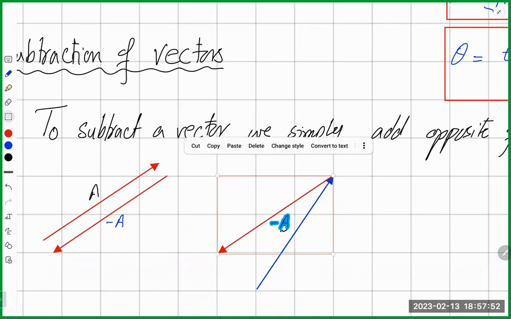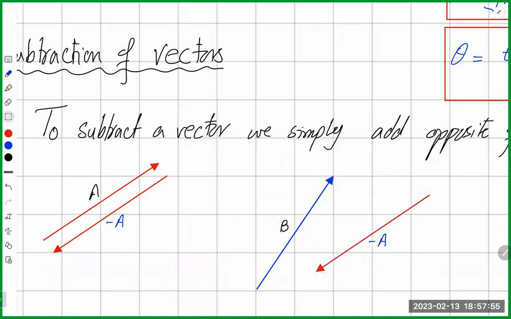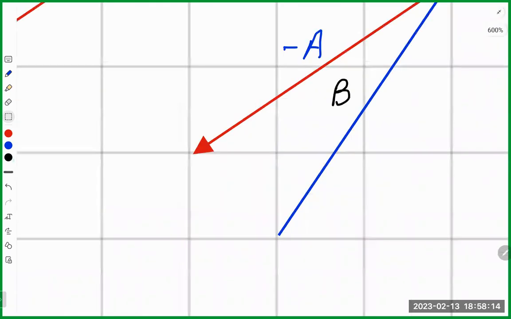This will be B and minus A, and this one from here to here will be the resultant of B and minus A. Arrowheads are very important because these are vector quantities.